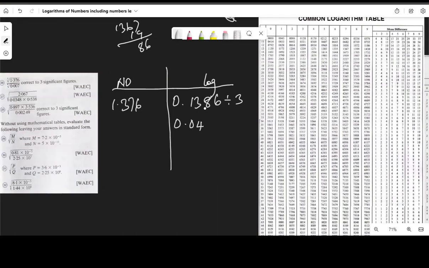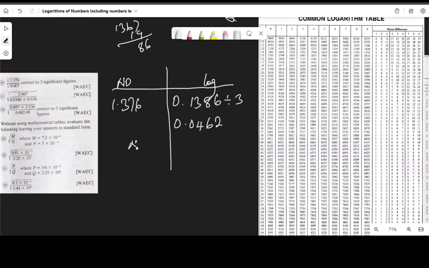Remember 1, put the 1 there, that is 18. 18 divided by 3 is 6. Then 6 divided by 3 is 2. So for the numerator, we have 0.0462. Let's work on the denominator now, but to make our work cleaner, let me have a 3 column table here.